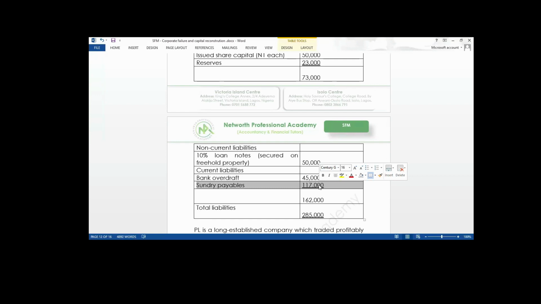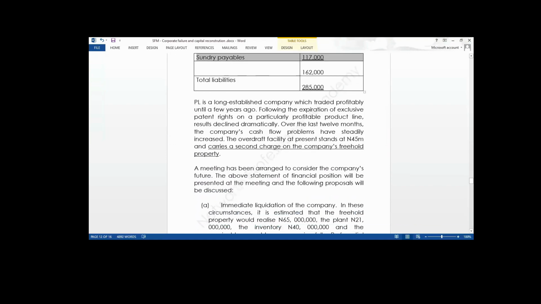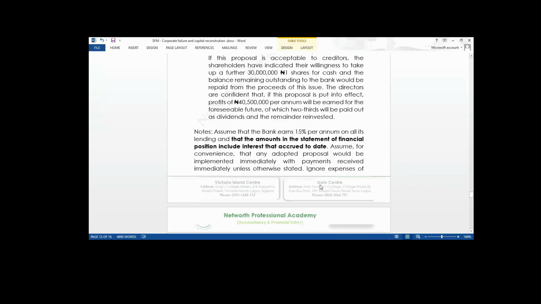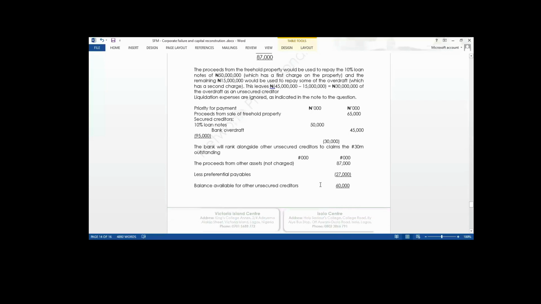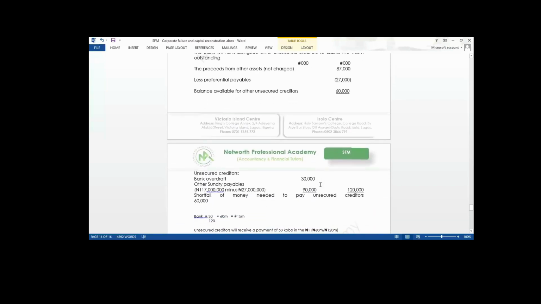$90 million, sir. Yes, sir. Look at it here. Other sundry payable, 90 million. So total unsecured creditors: 30 plus 90, 120 million.